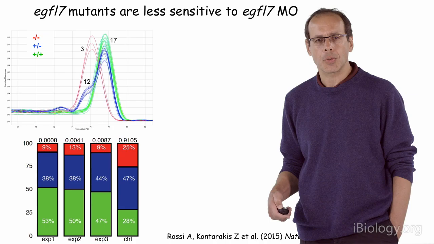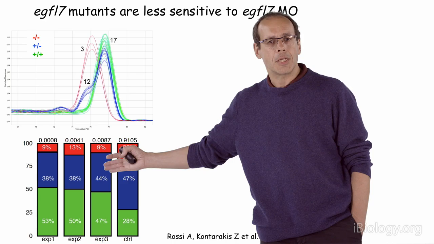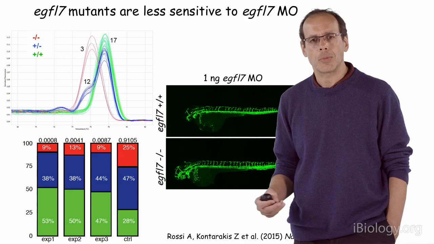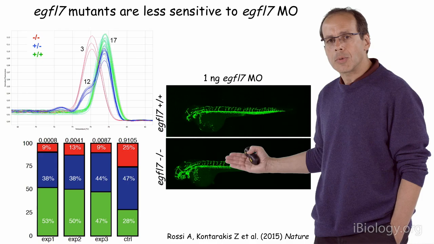And so these are the data now from different experiments. In the control experiment, you can see Mendelian segregation of the various genotypes, but when you inject the morpholino, you can see that out of 32 injected embryos, fewer than 8 of them are in fact showing a phenotype. And you can, of course, look at this retrospectively after you've genotyped the embryos, going back to the pictures that you took. This, for example, is a wild-type embryo that was injected with 1 nanogram of the morpholino. In this case, a mutant embryo. You can see that the mutant embryo does not show any angiogenesis phenotype.